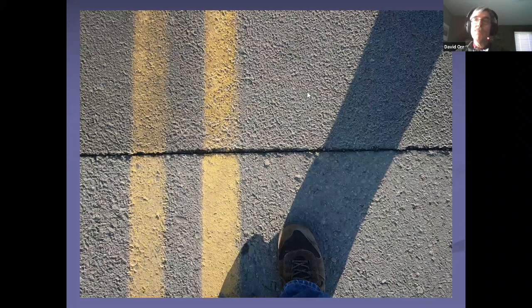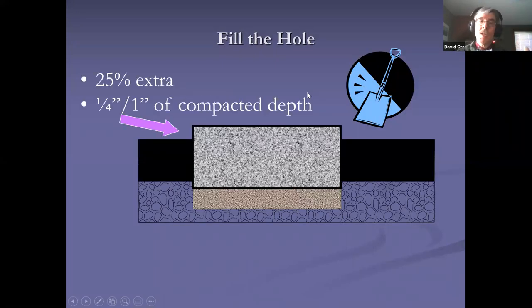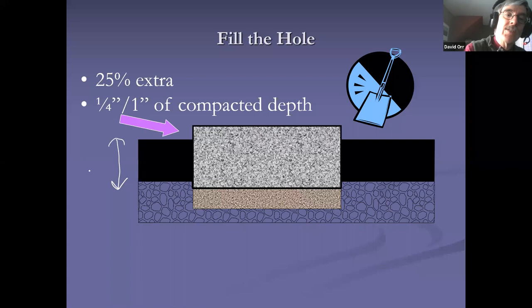So you fill the hole, just like with paving, put a little extra, about 25%. So a quarter inch per inch of compacted depth is what you're going to need. So if I've got myself, as an example, I want to put down at the end of the day 4 inches of compacted depth, how far above the top of the existing layer should my asphalt layer be before I hit it with my rolling device, compaction device? 1 inch. Yeah, very good.